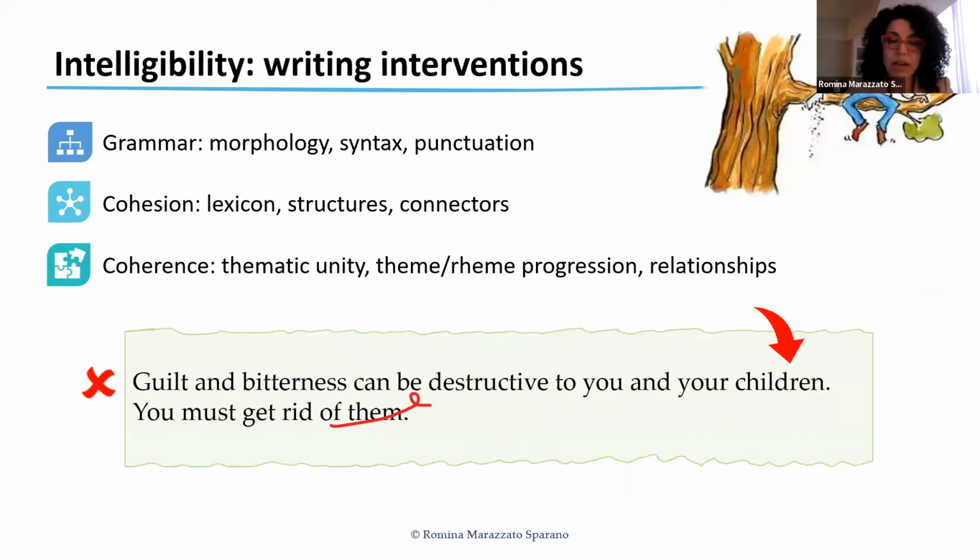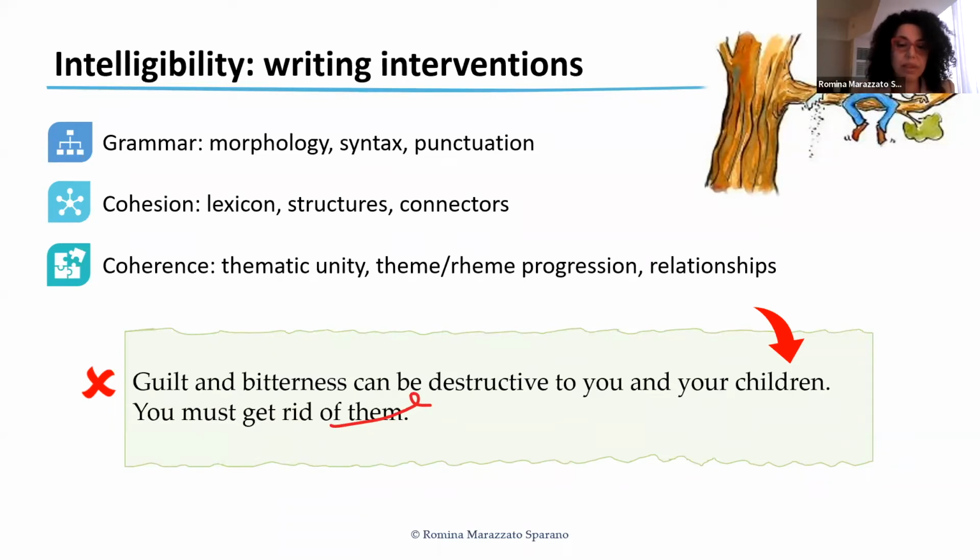In terms of intelligibility, the writing interventions, how we word things. In this example, guilt and bitterness can be destructive to you and your children. You must get rid of them. We understand that the counselor was trying to say, get rid of these feelings. However, that's not what comes through grammatically.